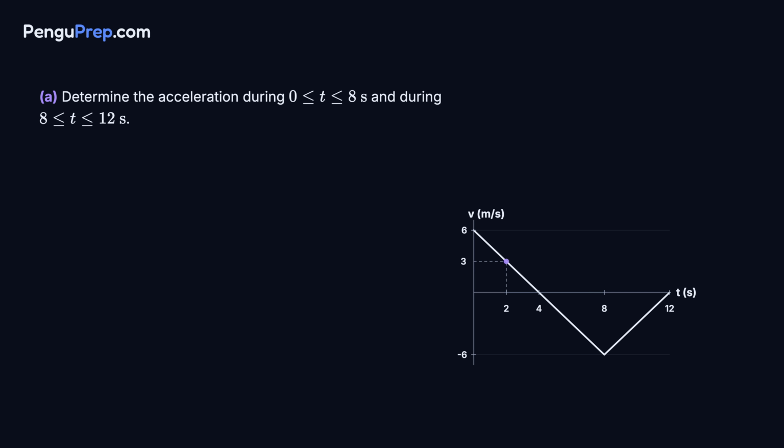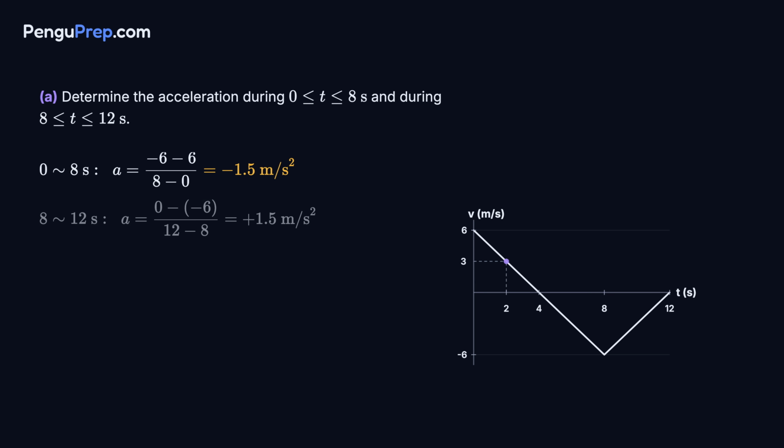The acceleration is the slope of the velocity-time graph. For the interval 0 to 8 seconds, the velocity falls linearly from 6 meters per second to negative 6 meters per second. So the slope is going to be negative 6 minus 6 divided by 8 minus 0, which is negative 1.5 meters per second squared.